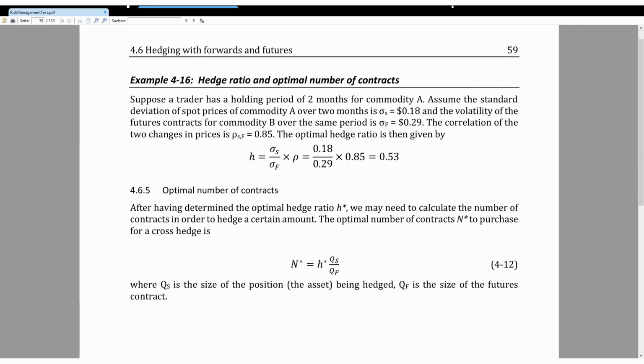Why? Because obviously the asset that we use to protect ourselves, the future on commodity B, is wilder. It goes more up and down, so we don't need that many. We only need 0.62 of the position that we have in the asset. But they are not totally going in the same way, so we take a little less, and that would be 0.53. Then we still do not know how many contracts we need, so we have to do an additional calculation to determine the number of contracts, and we will do that with our next example.